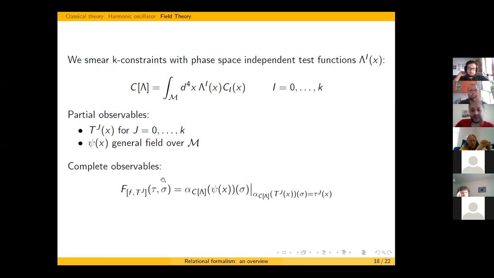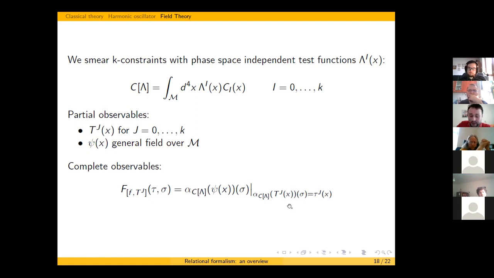So now in this case, the complete observable is given by this. Basically the structure is the same, the concept is the same, but instead of having functions on the phase space, we have fields on the manifold applied to the point sigma of the phase space.